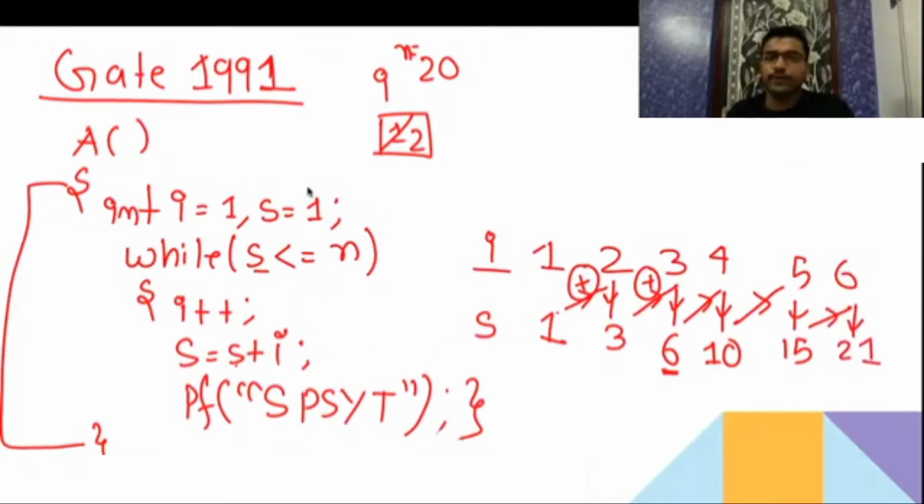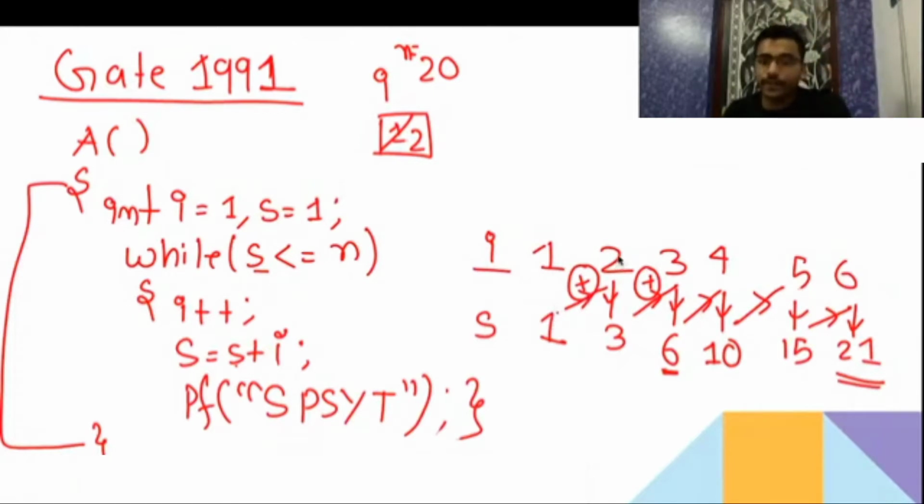Now it's 21, and 21 is now greater than n, it will go out of the loop. Now if you see, i is 6. See, here we are doing the sum. Initially it was 1, then 1 plus 2, 3, then 3 plus 3, 6, then 6 plus 4, 10, then 10 plus 5, 15, then 15 plus 6, 21. So here we are doing the summation of the numbers.